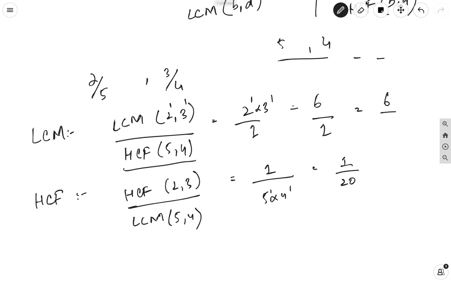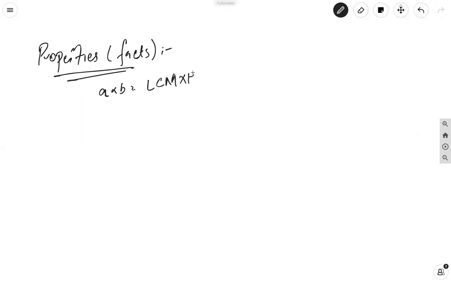Right. Some facts regarding HCF and LCM. The first one is, let's suppose you have two numbers, their product is equal to the LCM into the HCF of those numbers. Just remember this, we will solve questions regarding this. The product of two numbers will be equal to the product of their LCM and their HCF, right? And the next one is about coprimes.